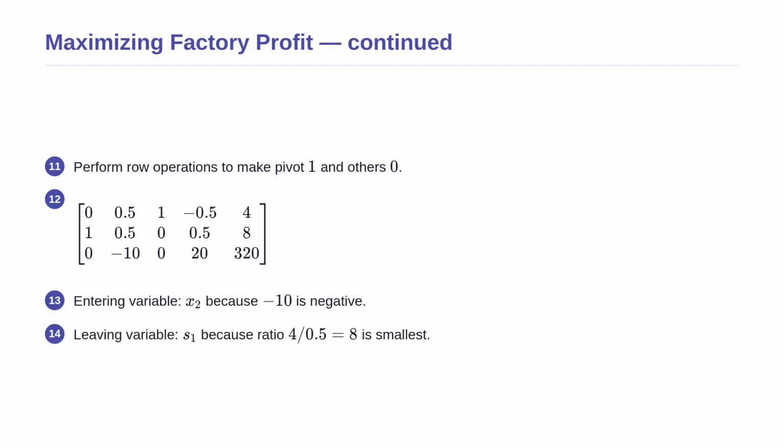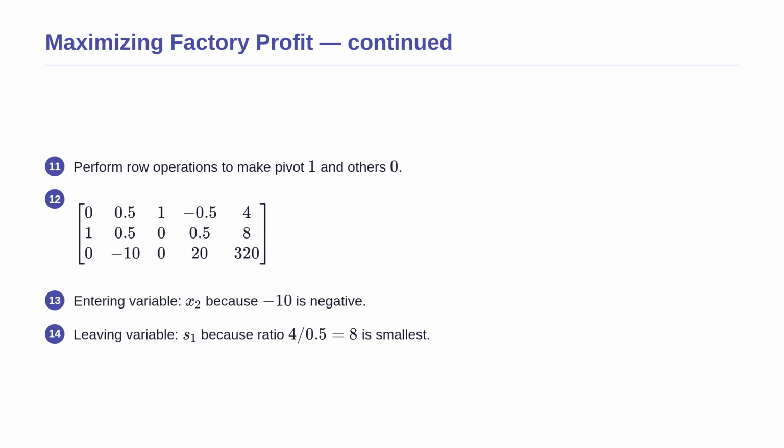Moving forward, we perform our pivot operations. We divide the second row by 2 to make the pivot 1 and use it to turn the other numbers in that column to 0. This gives us our second matrix. We check the bottom row again and still see a negative number, negative 10. This means we can still make more profit by introducing x2.